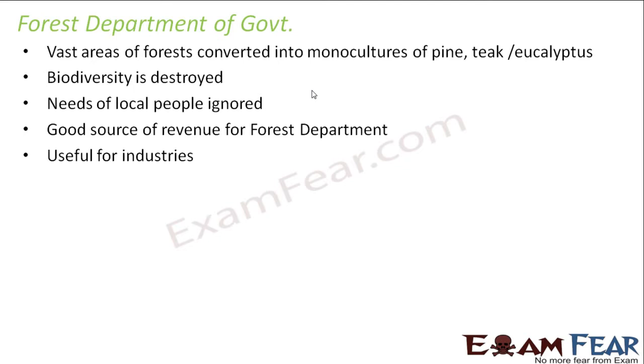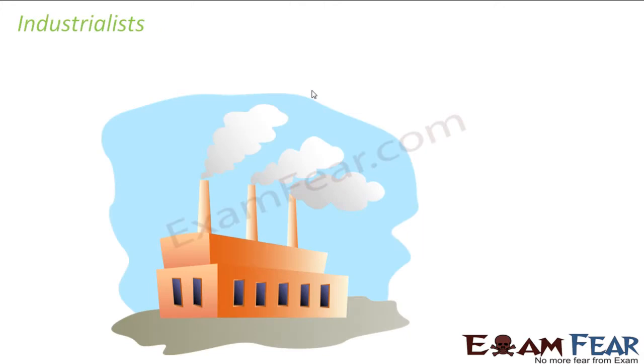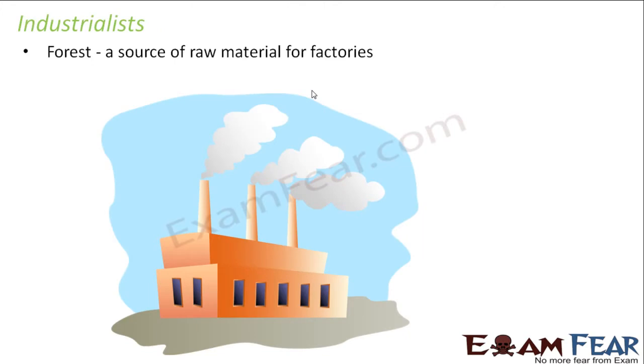It is useful for industries, obviously, because from forests you get so many raw materials that help in industries. So now let us look at the industrialists. Forest is a source of raw material for factories, because for factories you would need so many things as fuel. For example, you might need wood, you might need some other resources which are present in the forest. So the forests are a very good source of raw material for industries.